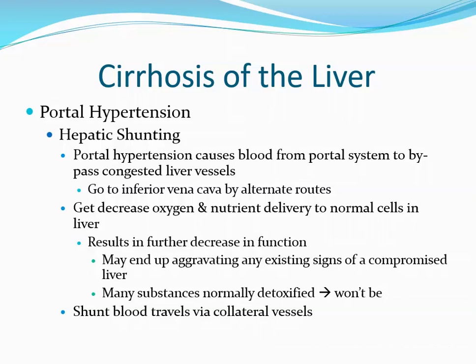As a result of the blood bypassing the liver, you will get a decreased oxygen and nutrient delivery to the normal functioning hepatocytes in the liver. This will result in further decrease in function. They're not getting the oxygen and nutrients they need. Normal healthy cells will begin to die. This may end up aggravating any existing signs of a compromised liver. The shunted blood will travel via collaterals that connect the portal veins to other venous channels.